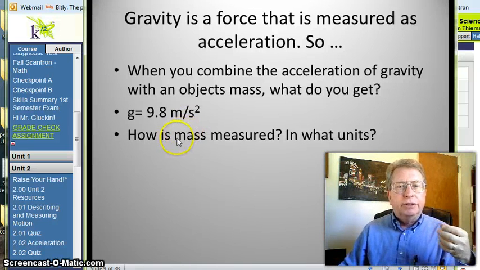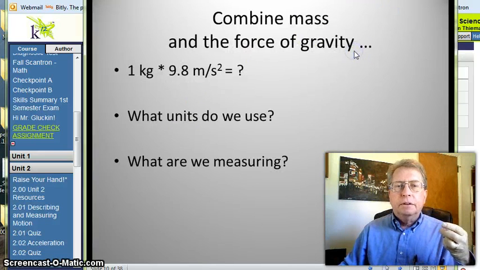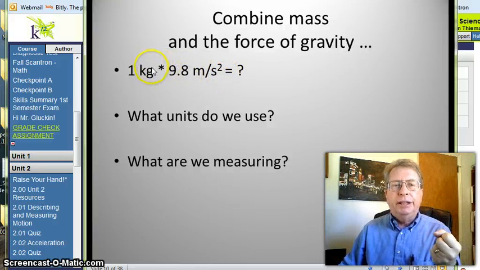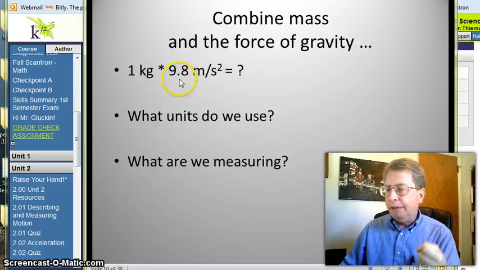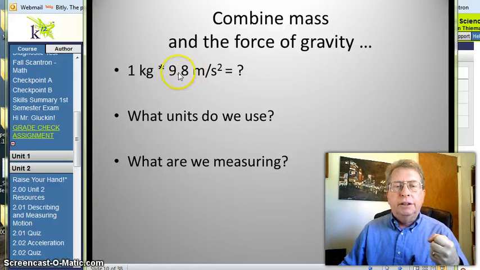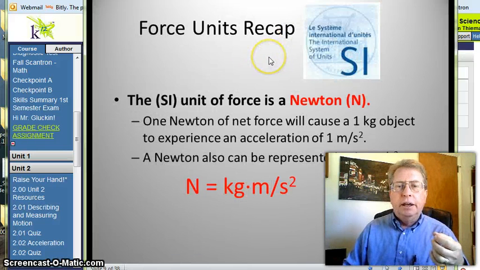Now think about this. How is mass measured? What units do you use to measure mass? Well, it's kilograms or grams, right? So if you combine the mass of an object with the force of gravity, multiply 1 kilogram times the force of gravity, then what do you get? Well, you get an amount of force that's operating, the gravitational force on that 1 kilogram object. So that's going to be about, in this case, 1 kilogram is going to be 9.8. Okay, 9.8 what? We're talking about a unit of force, right? And that unit of force is a Newton.